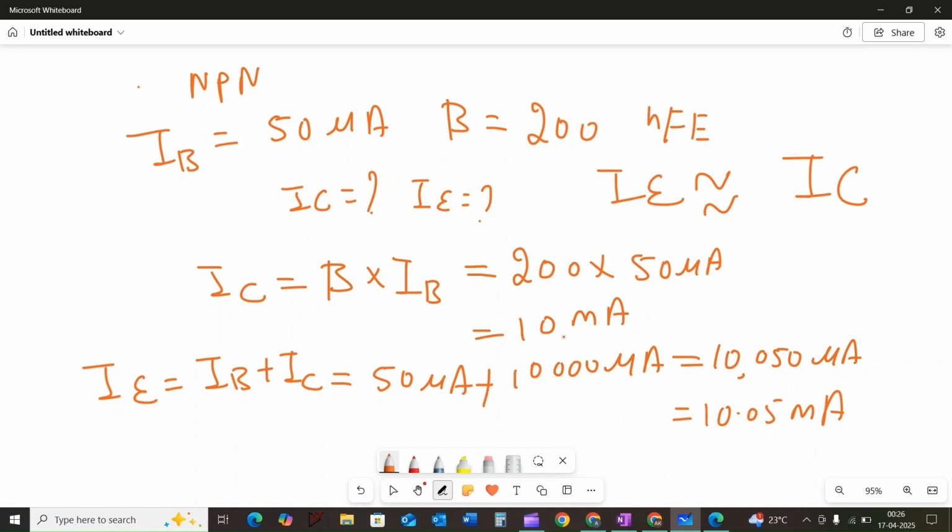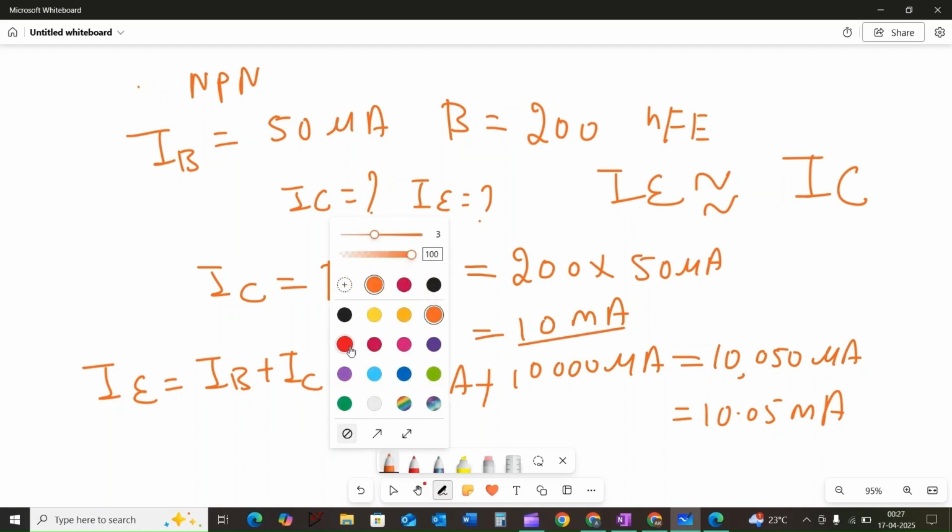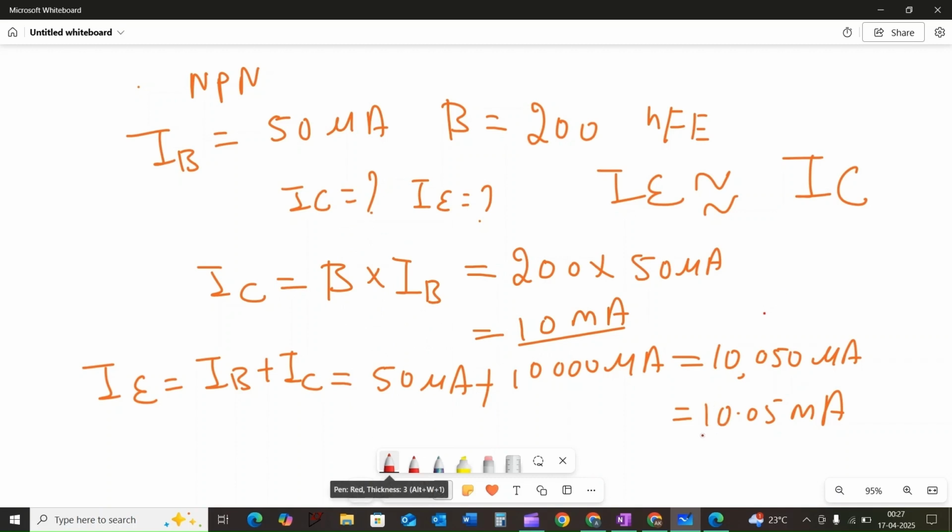For example, in our calculation, we can see the collector current is 10 milliamps, and similarly the emitter current is 10.05 milliamps. There is not that much difference between IC and IE. They are approximately equal to each other. This approximation can simplify calculations in more complex transistor problems.